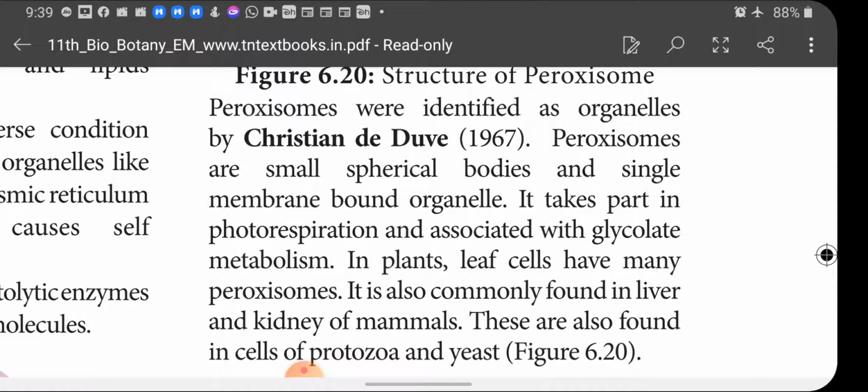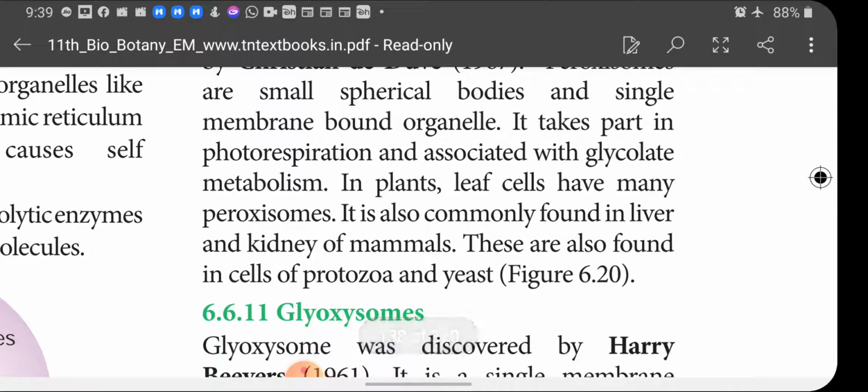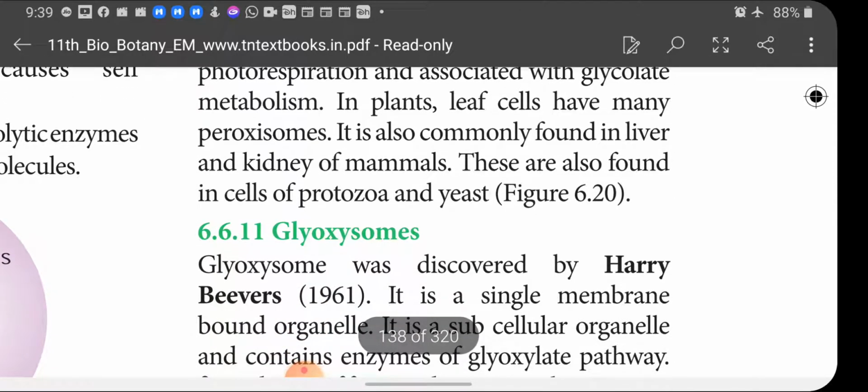Peroxisomes were identified as cell organelles by Christian de Duve. Peroxisomes are small spherical bodies, also surrounded by a single membrane only. Their function is to take part in photorespiration and be associated with glycolate metabolism. In plants, leaf cells have many peroxisomes. They are also commonly found in the liver and kidney of mammals. These are also found in cells of protozoa and yeast.